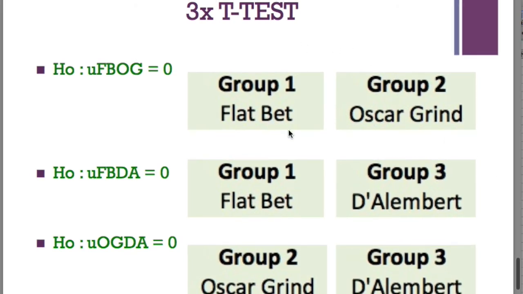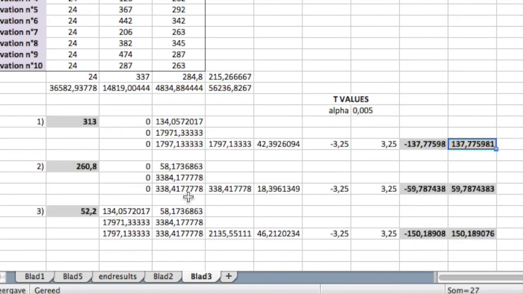The first t-test is between the flatbed and Oscar Grint, the second t-test between the flatbed and D'Alembert, and the third t-test needs to compare Oscar Grint to D'Alembert. And again, the same null hypothesis. We assume there's no significant difference, and that's this 0 here, between the flatbed and Oscar Grint, between the flatbed and D'Alembert, and between Oscar Grint and D'Alembert. But I did this, okay, here are the results for the first t-test.